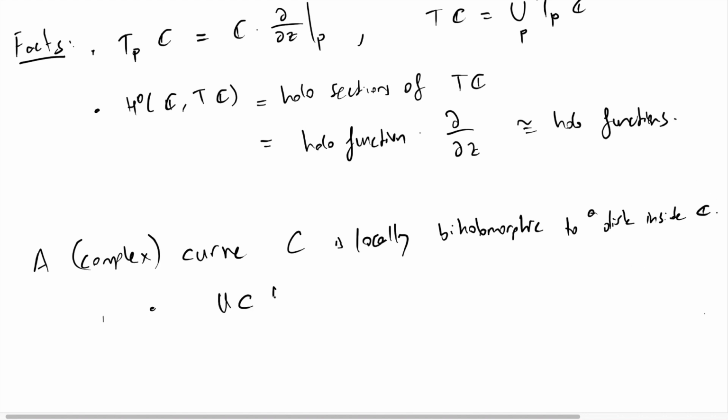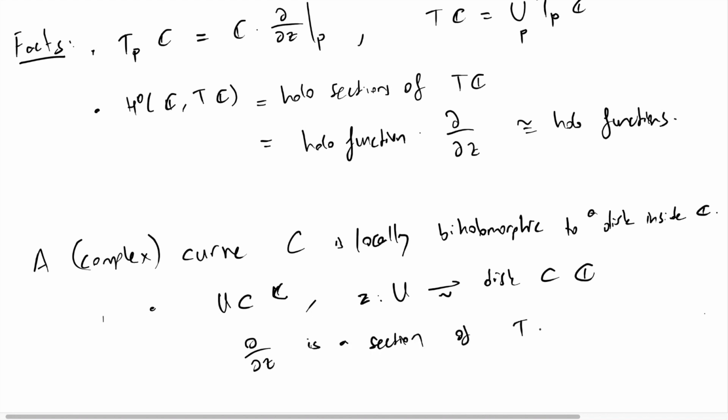So if, for example, U in C is such that, so C is my curve, U is biholomorphic to some disk in here. Then we typically write this biholomorphism with Z. So Z is then a coordinate function. And then once again, this del Z trivializes the tangent bundle at U. So what I should say is a section of this tangent bundle of C restricted to U.